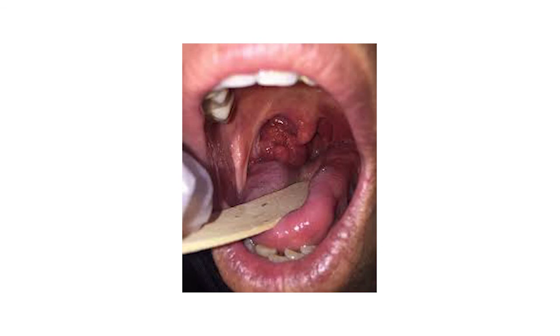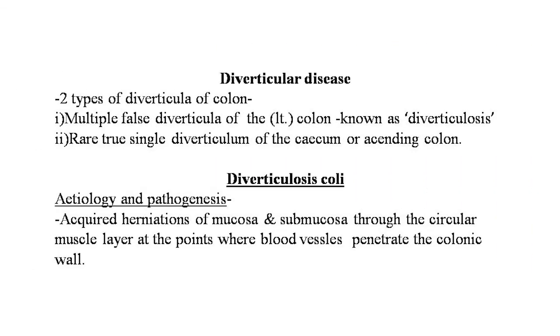Now the next point of this lecture is diverticular disease. Two types of diverticula of the colon are recognized. One is multiple false diverticula of the left colon, which is known as diverticulosis, and the rare true single diverticulum of the cecum or ascending colon. There is no big description regarding this disease. Now the next point is diverticulosis of the colon, etiology and pathogenesis. It is an acquired herniation of mucosa and submucosa through the circular muscle layer at the point where blood vessels penetrate the colonic wall.